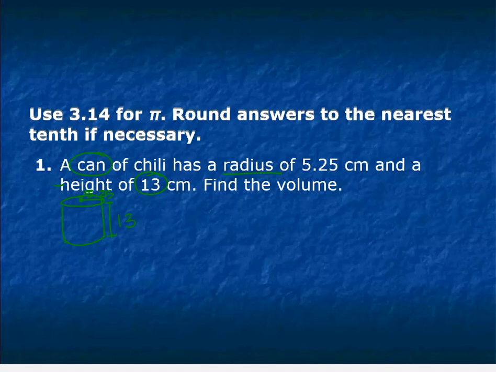Alright, now it says to find the volume. So same step, V equals big B times H. Big B means the area of the base. To find the area of my circle, I do pi r squared, bring down the h. So now you find all the numbers. So 3.14 for pi. My radius, they already told me, is half of it. Radius is 5.25 squared times 13. And then you put it on the calculator.